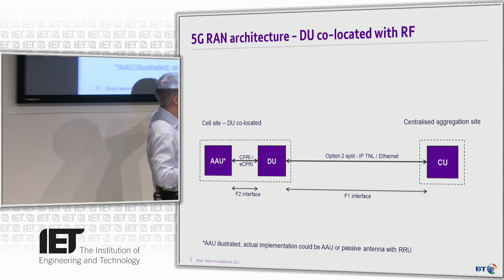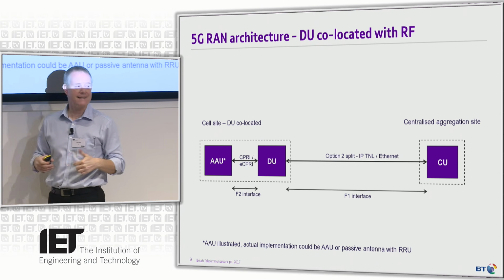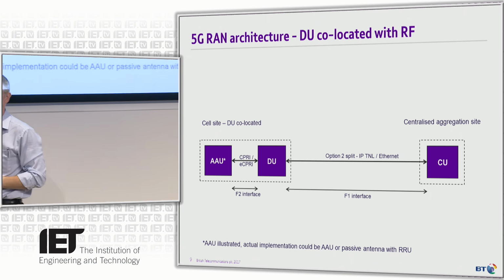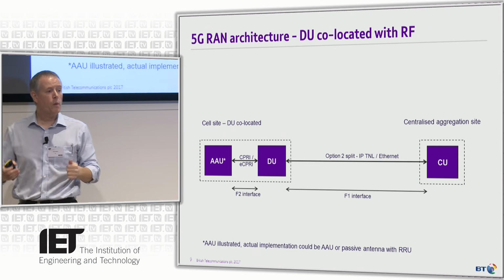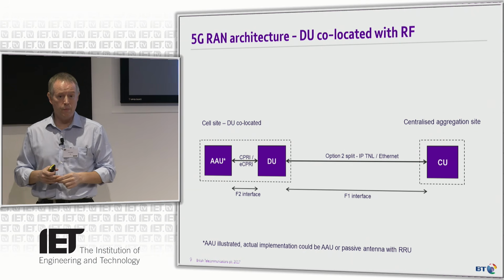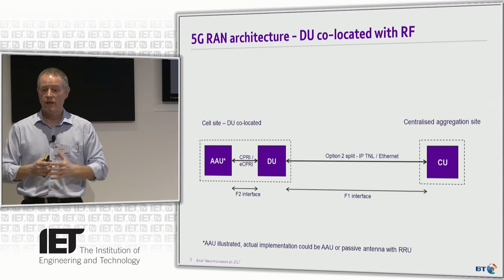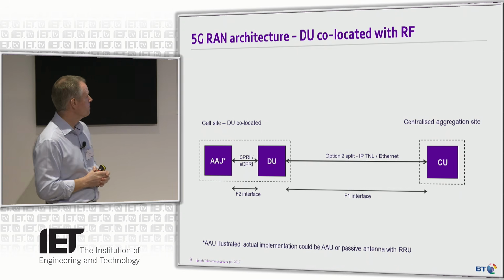Because we've got non-real-time functions back here in the CU, we don't have particularly exacting timing requirements on that F1 interface connection. So what will actually determine the latency you allow on the F1 interface will not be the requirements of the radio, rather the requirements of the services that you overlay on top of the infrastructure.